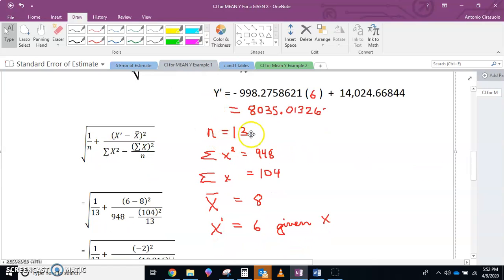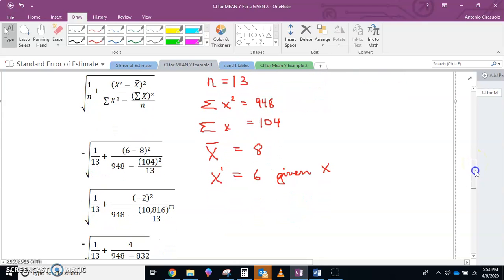We have 13 data points. X squared is 948. X is 104. The average of the x's is 8 when you get that from your calculator. And we are interested when x is specifically 6. Piecing this into our calculation, we get the following. Now, the error that I got from the previous video was that I mixed the 4.8 and 8.4. So if this was 84 or 984, we would have gotten the exact value that the final calculation worked out to be. So that's where the error is.